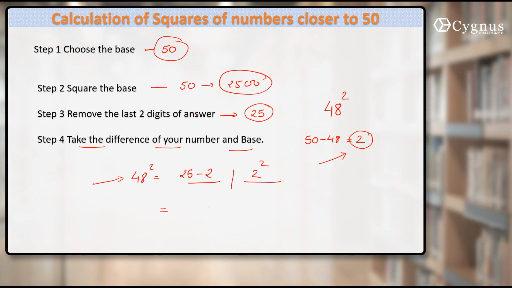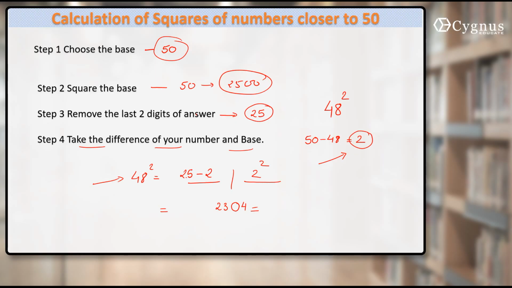Now, let's look at the final answer. 2 square will give 4. But remember that the second part of the answer should be of 2 digits. That's why I'll write 04. What about the first part? 25 minus 2 will give you 23. So my answer becomes 2304. I hope this is clear to you.